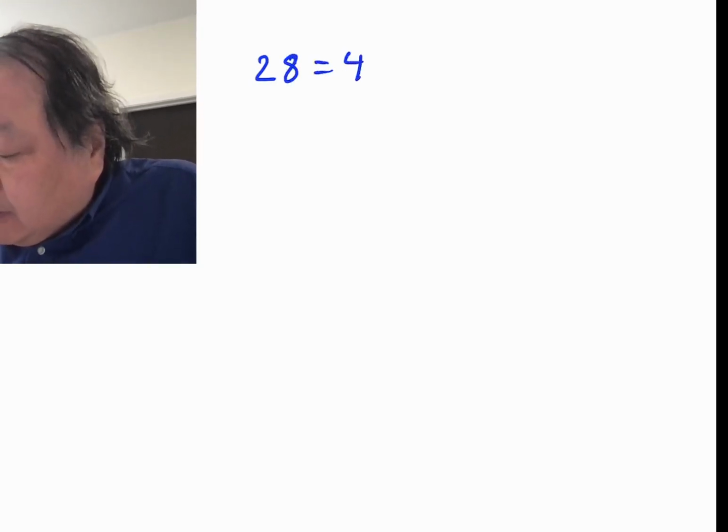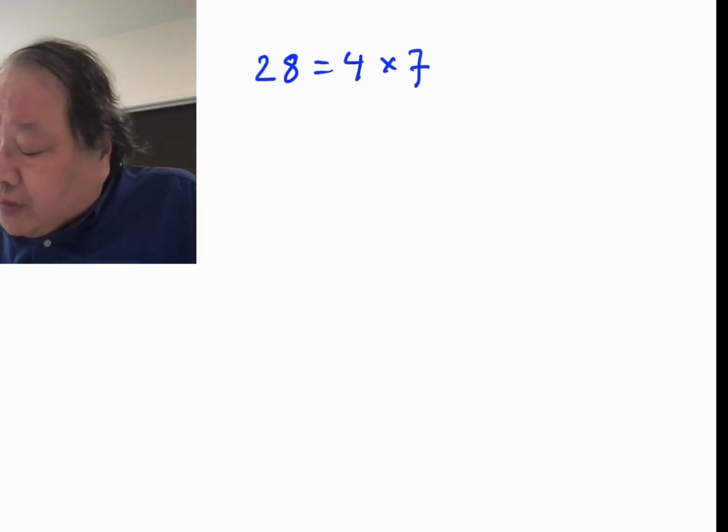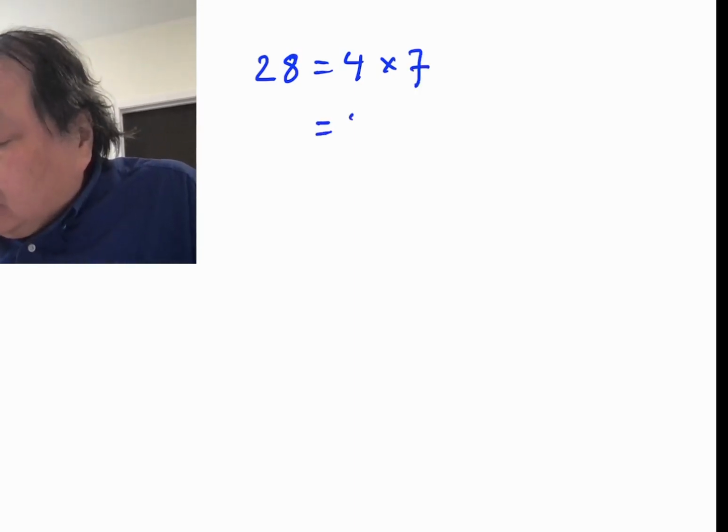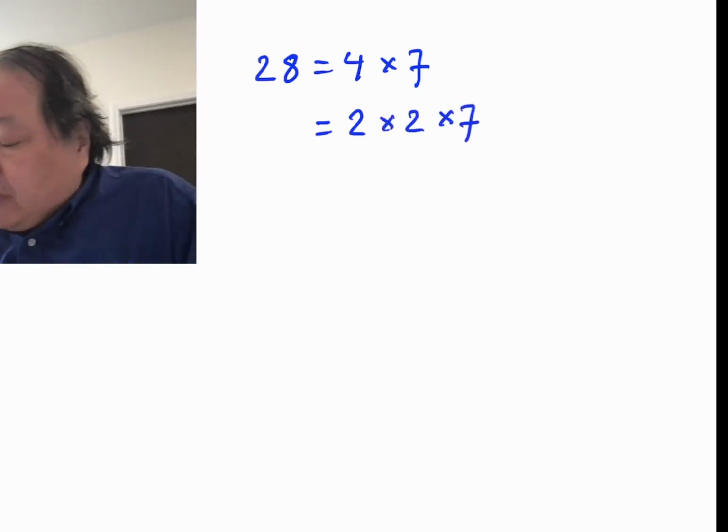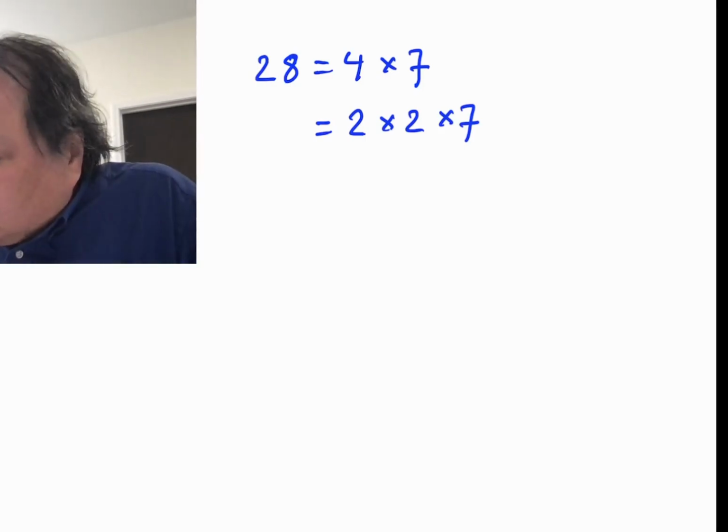Because I was only in elementary school, he had to explain some things. 28 is 4 times 7, and that can be further broken down to 2 times 2 times 7, but you can't break it down any further than that. These are the prime factors.